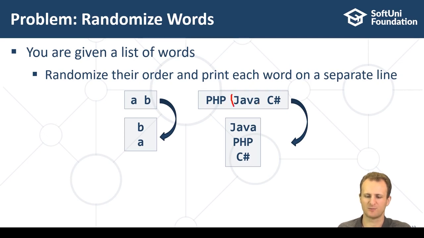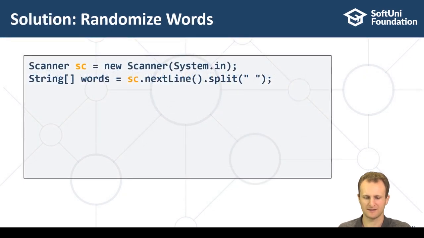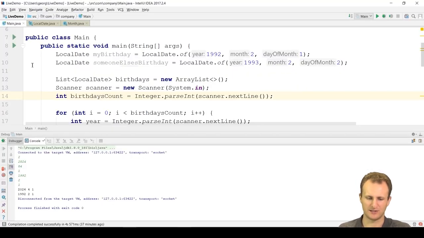We need to split them by those spaces and then randomize the order. Now, how do we do that randomization? Well, we can use the Random class, which Java supports. And let's actually do that before we see what we have in the slides as a solution.